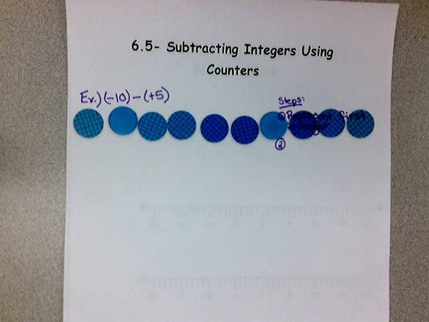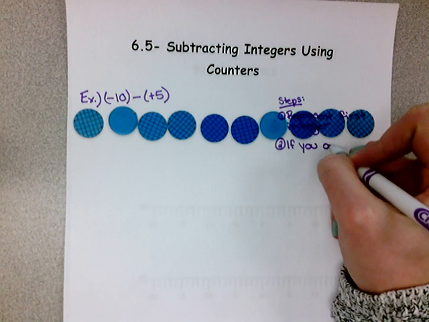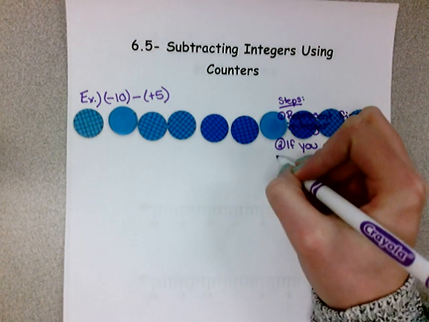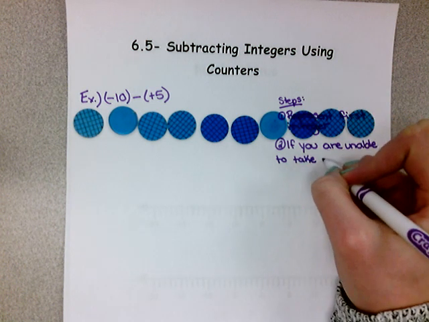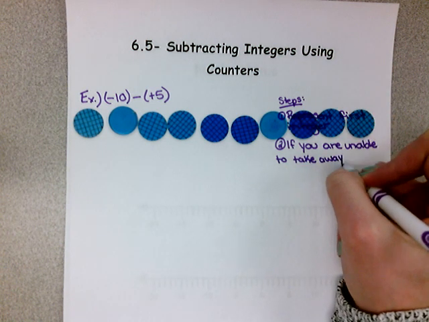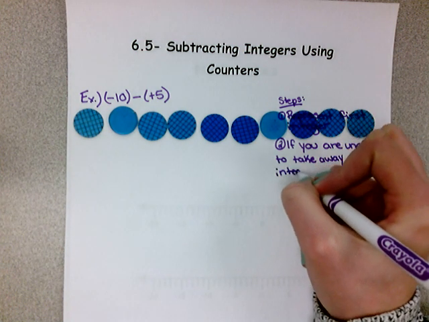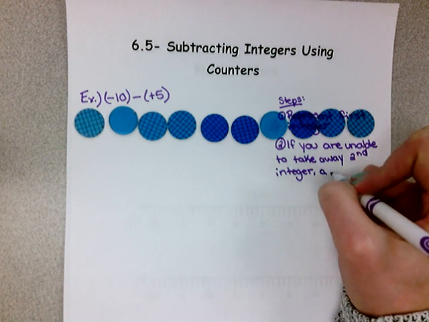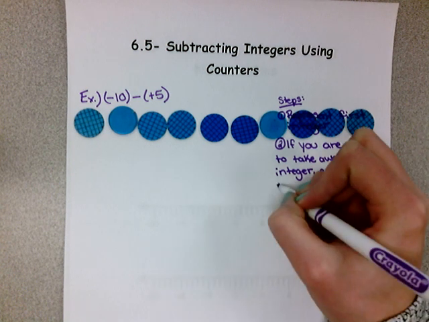So I'm going to write this first because my page is going to get cluttered up here right away. So step 2, if you are unable to take away the second integer, then you add both positives and negatives.